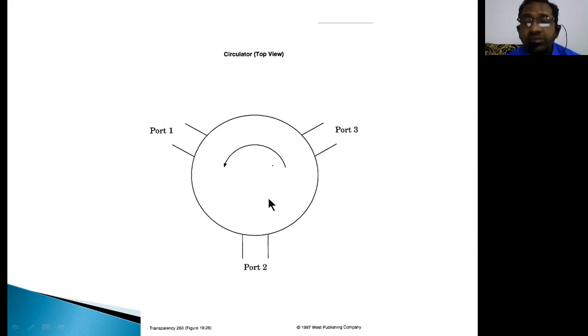But in this diagram, we have shown only 3 ports. Because it is 360 degrees, you can form n number of ports. As you increase the circle diameter, you can go on increasing the number of ports that you connect to this circulator. Therefore, the circulator can be called an N-port device, using which we can connect n number of devices to the circulator. That is one of the greatest applications of the circulator.